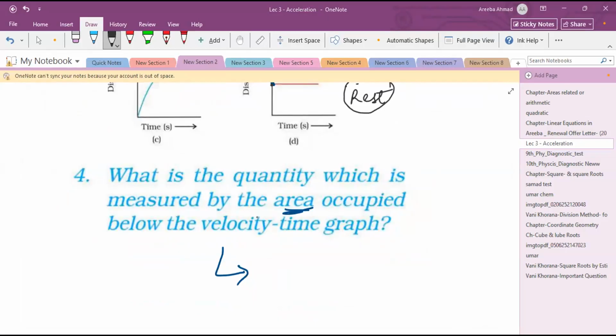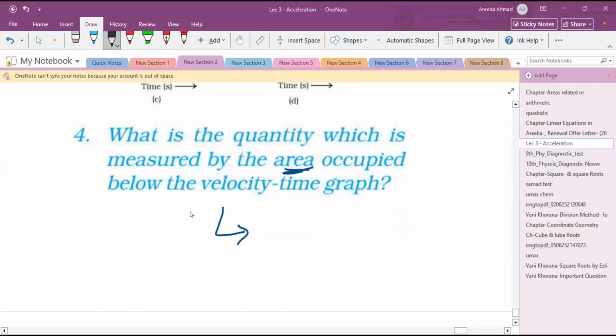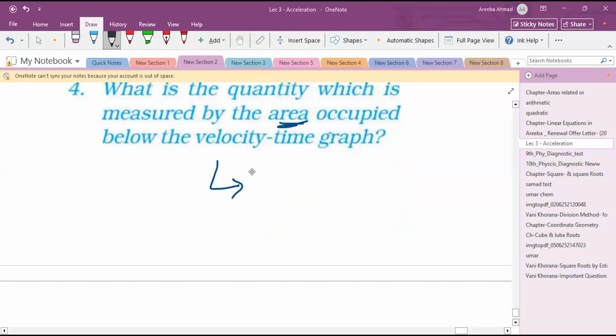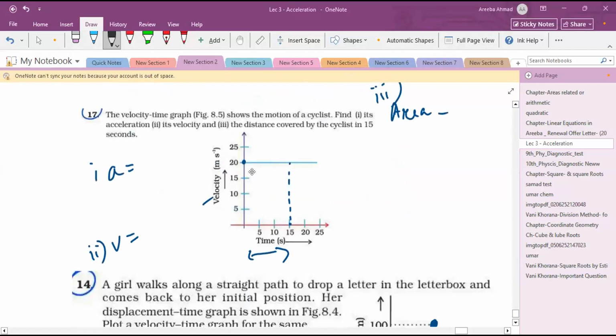Direct question again. What's your fourth question? Repeating. What is that quantity? Tell me, Khadija. Perfect. What is the quantity, Abdullah? Ma'am, is it displacement? Yes, perfect.